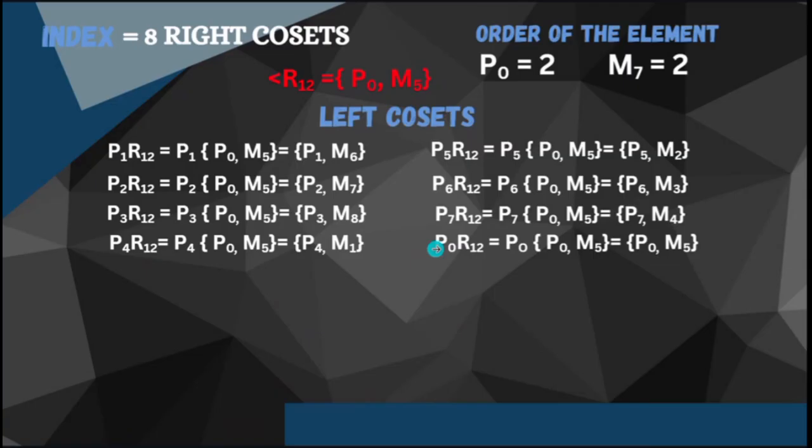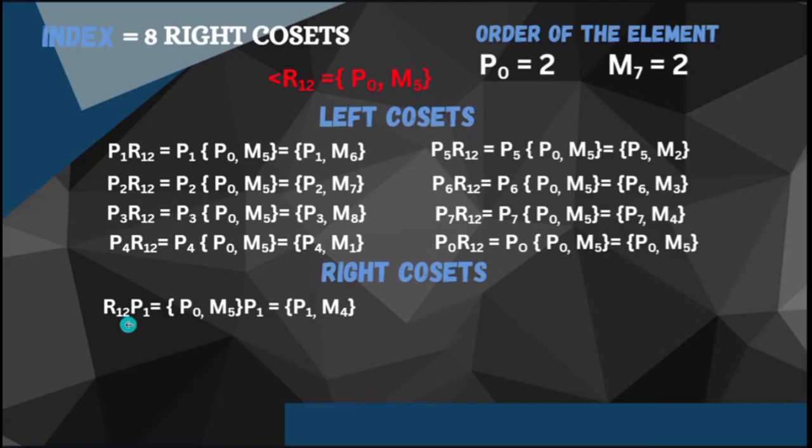Rho sub 0 multiplied by R sub 12, we have rho sub 0 and mu sub 5. The results here contain all the elements of our group. Therefore, these are our left cosets. For right cosets, we have R sub 12 multiplied by rho sub 1, we get rho sub 1 and mu sub 4. For R sub 12 multiplied by rho sub 2, we have rho sub 2 and mu sub 3.